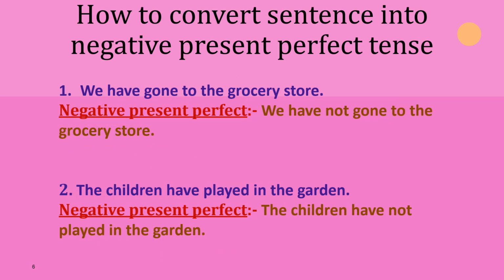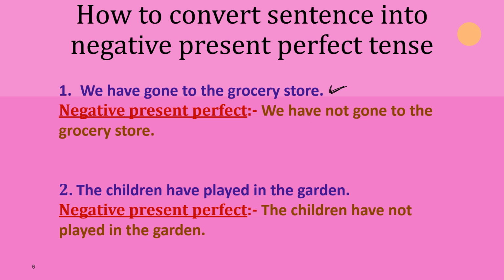Now how to convert sentences into negative present perfect tense. See, the first sentence is, we have gone to the grocery store. This is in the positive form. This is the sentence in the present perfect tense. Now we have to make the negative form of it. So, in order to make the negative, we have to add the not.